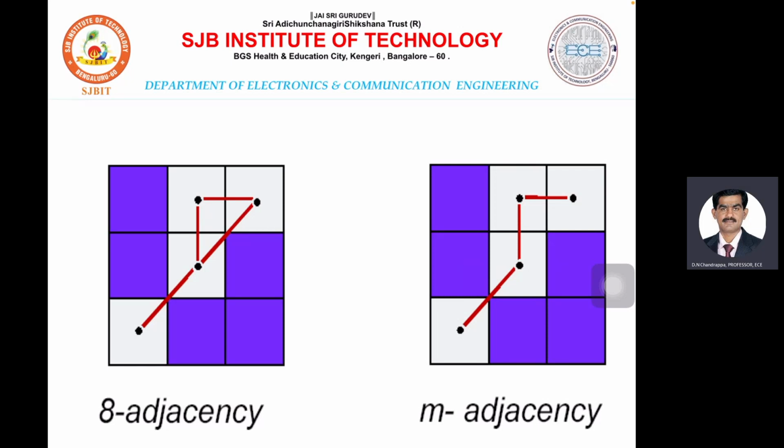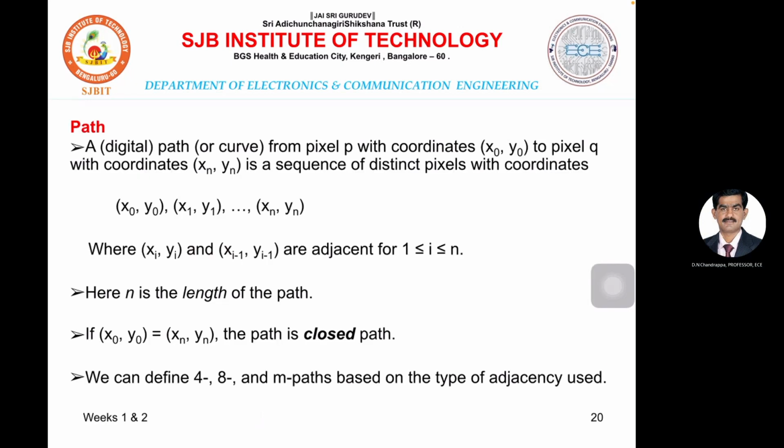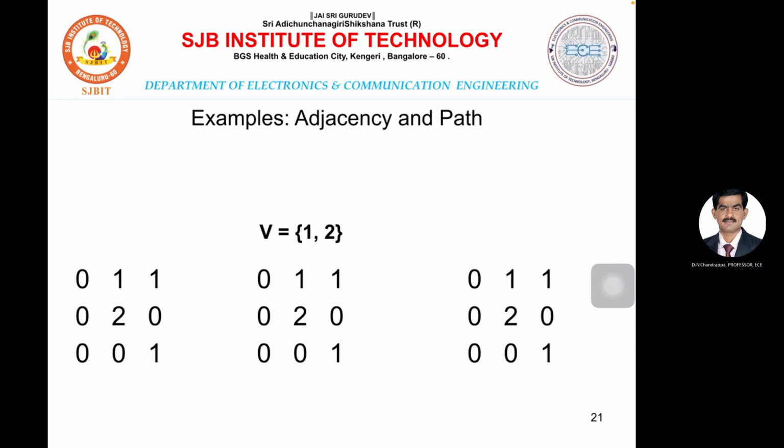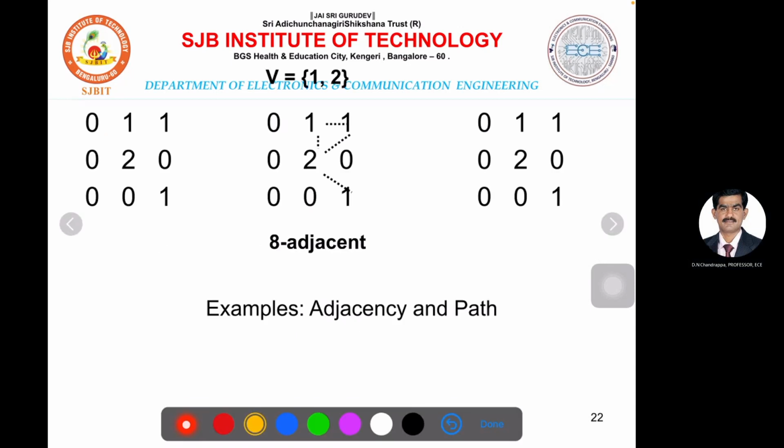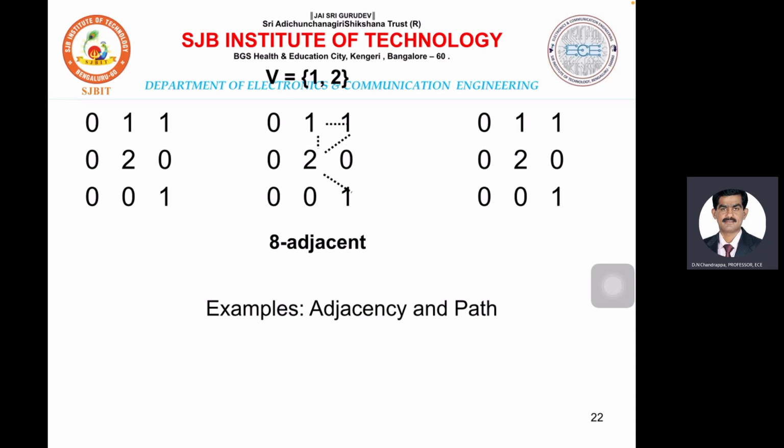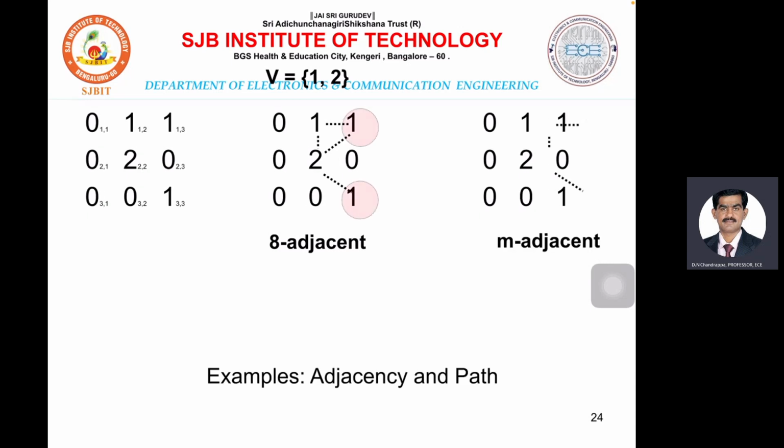And what do you mean by a path? A sequence of pixels with coordinates is called a path. The path should be like that. See here, 8 adjacency, which we are going to consider in the V12. So this is very important. The coordinate we considered, V12, here with M adjacency and 8 adjacency.